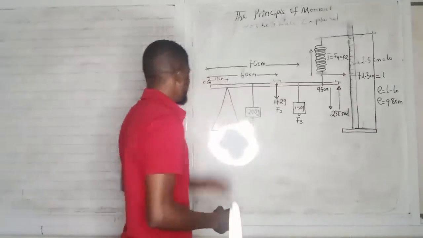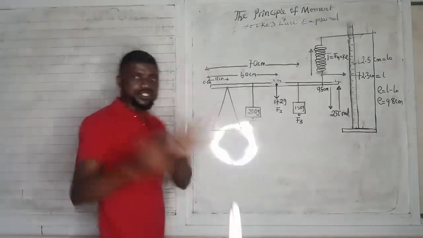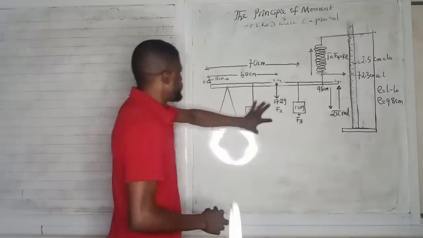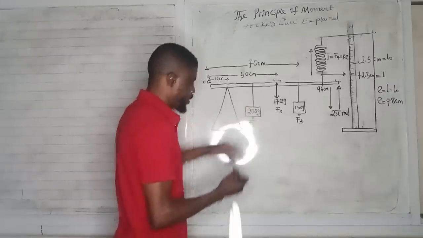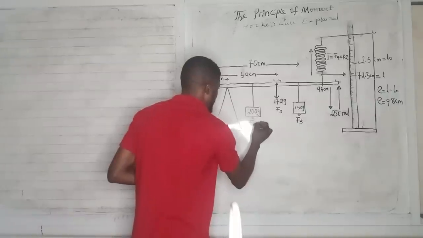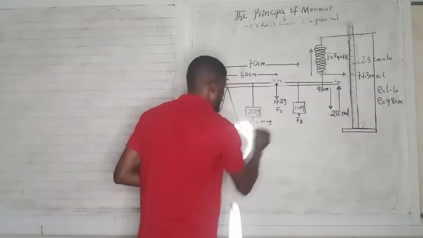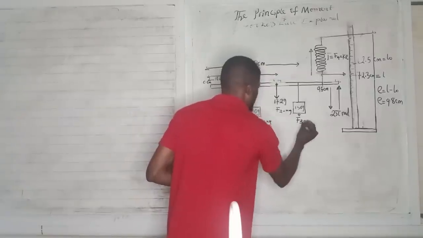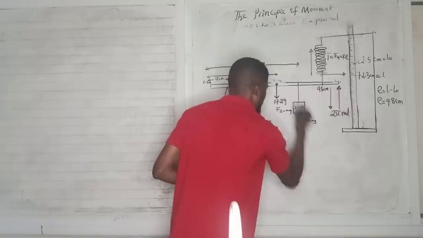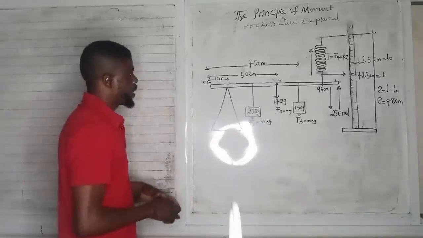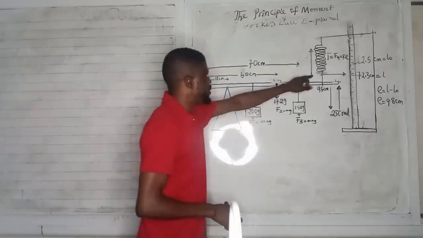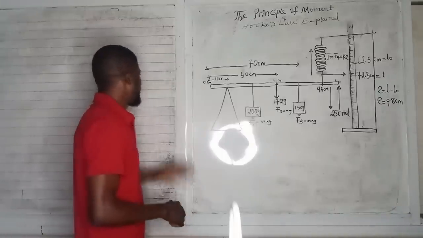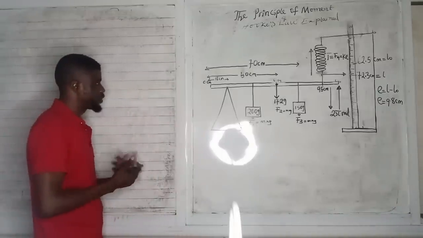So, welcome back. As I was explaining, this is the diagram for the setup you saw there. There's a force here, and this force is given to be mass times gravity. This also is equal to mass times gravity. So we are going to apply the principle of moments here, precisely from parallel coplanar forces, and we are going to see what we get.